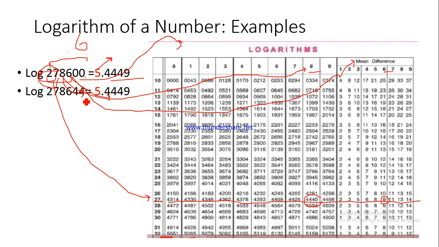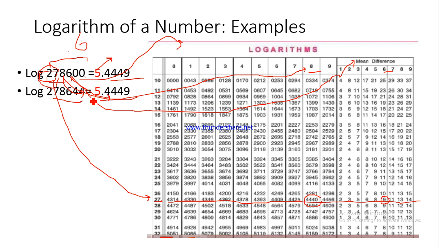Now I have mentioned here that the logarithm value of even 278644 is the same as that for 278600. How is this possible? This is possible because when you are calculating the logarithm, you are only concerned with the first 4 digits. You are not concerned with what is happening after the 4th digit. You are only concerned with the first 4 digits when you are finding the mantissa from this table. Here also the first 4 digits are 2786.